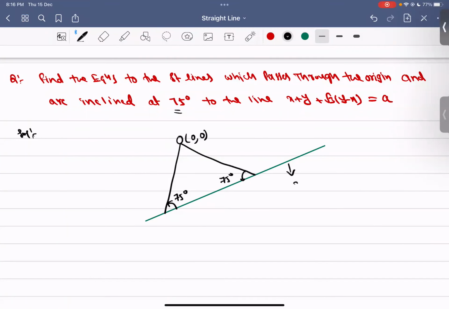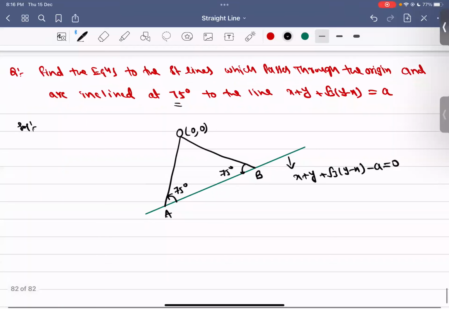So the given line is x plus y plus root 3 into y minus x minus a equals 0. Suppose these are A and B, then we need to find the OA and OB equations. This is a rough diagram because I have not taken any x and y axis. It's a rough diagram only. Therefore, now here alpha is what? Alpha is 75 degrees. Now what is tan theta from this one? So directly tan theta is equals to what?